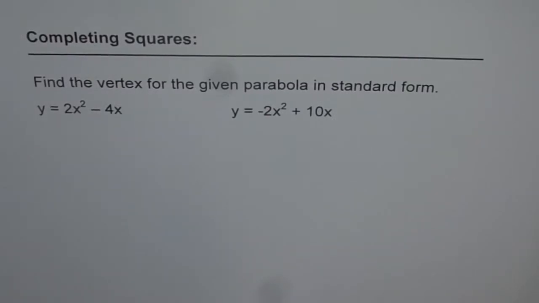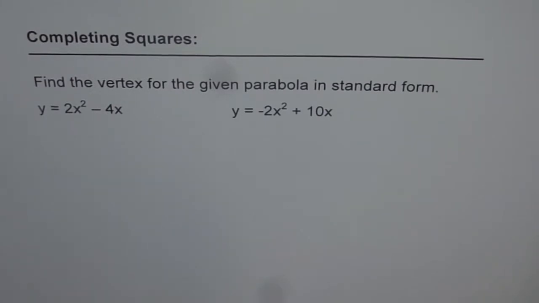Completing squares. Find the vertex for the given parabola in standard form. y equals 2x squared minus 4x, and y equals minus 2x squared plus 10x. You can copy the question, provide your solution, and then check with mine.